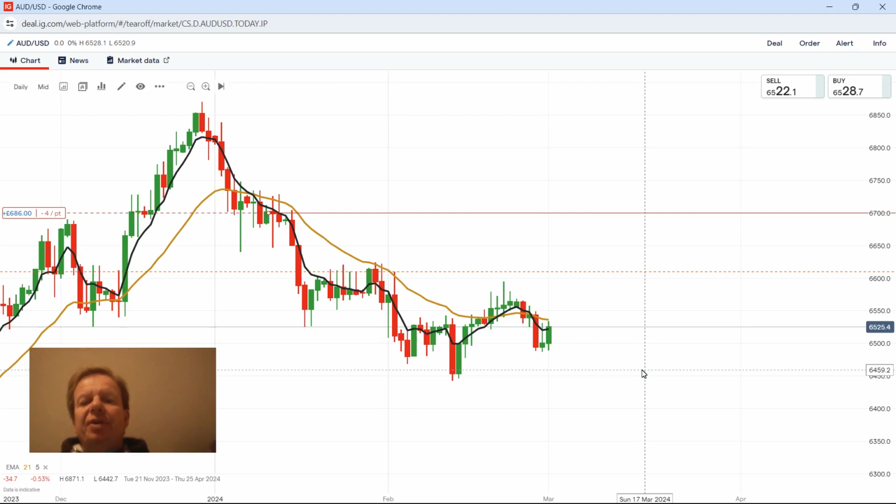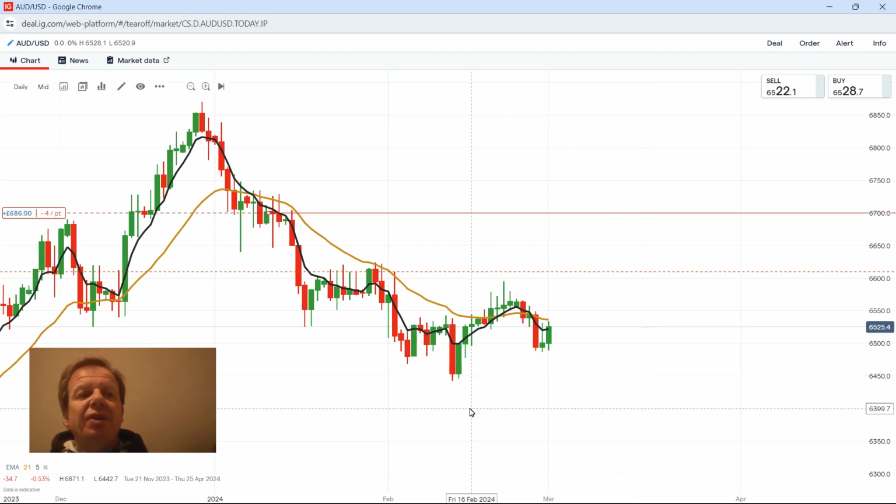Hiya. Okay, so this is how I like to trade with just two moving averages. And it makes money too. So let's look at this chart here. This is a chart of the Aussie dollar against the US dollar. Each of these candlesticks here represents a day's trading.